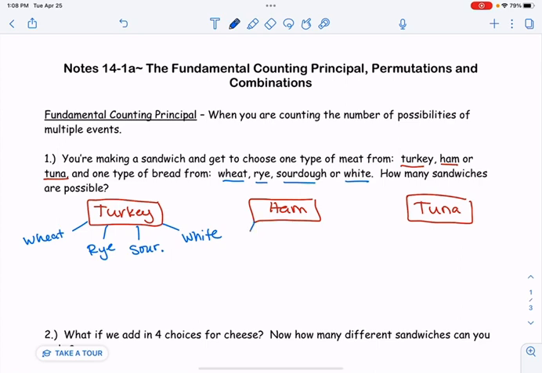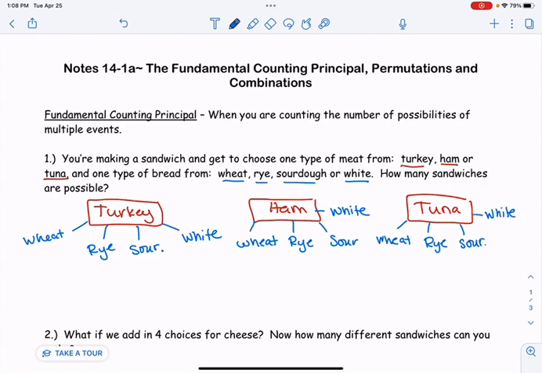Same thing with ham. We can have ham on wheat, ham on rye, ham on sourdough, or ham on white bread. And once again for tuna, we can have tuna on wheat, tuna on rye, tuna on sourdough, or tuna on white bread. So if I take a look at my possibilities here, well, if I count them all up, I've got 1, 2, 3, 4, 5, 6, 7, 8, 9, 10, 11, 12 different sandwiches.